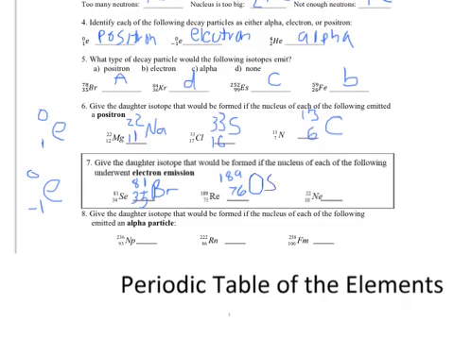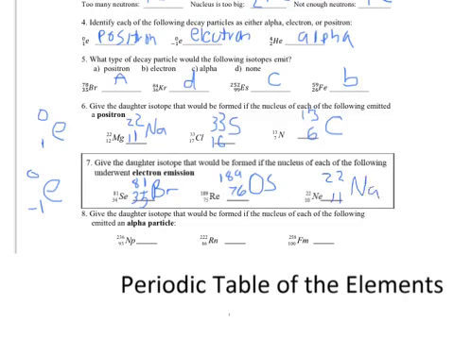And finally, I have neon 22. So I'm going to take 0 away from the top, leaving me with still 22. I'm going to take -1 away from the bottom, which gives me 11. And element 11, I do know that one by heart, is sodium. Well, let's just keep going.